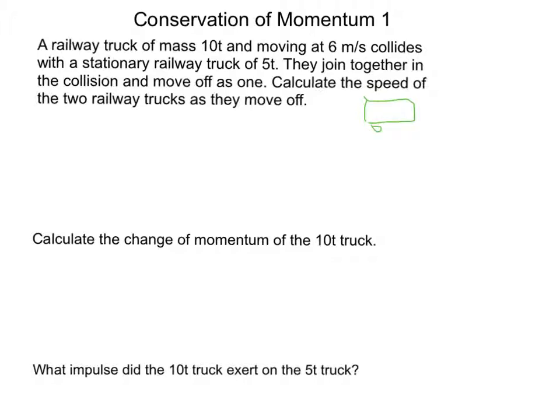So we've got a 10 tonne truck which is moving at 6 metres per second, and it collides with a stationary truck of 5 tonne, and then the two of them join together, and move off at some velocity.